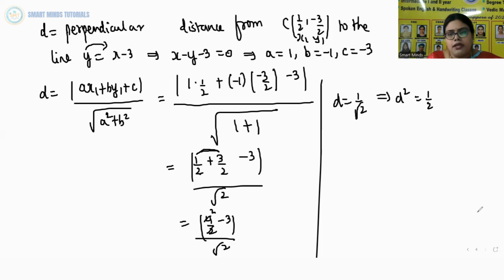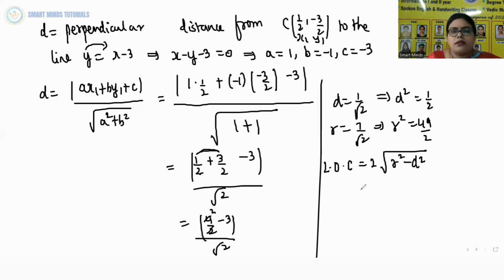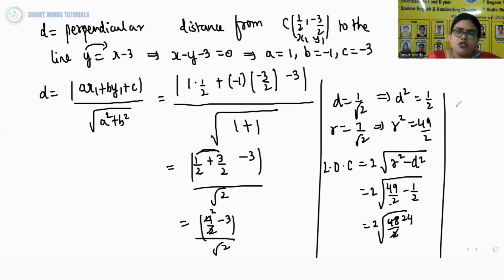Now how much did you get r? r is 7 by root 2. So r square is 49 by 2. Now we want the length of chord. What is the length of chord formula? 2 root r square minus d square. That is 2 root 49 by 2 minus 1 by 2. That is 2 root 48 by 2. When denominators are the same, you can add or subtract the numerators. Now cancel. 2 ones are 2, 2 twenty-fours are 48. Now that is 2 root 24.